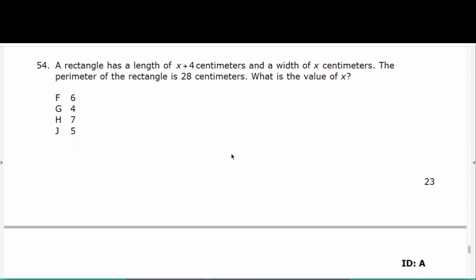Question 54. A rectangle has a length of x plus 4 centimeters and a width of x centimeters. The perimeter of the rectangle is 28 centimeters. What is the value of x? F, 6. G, 4. H, 7. J, 5.